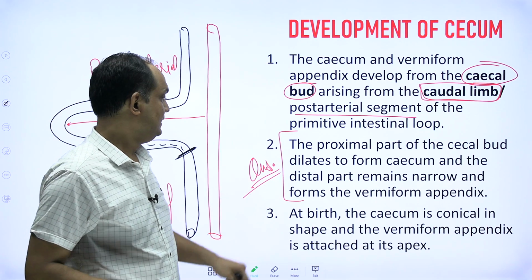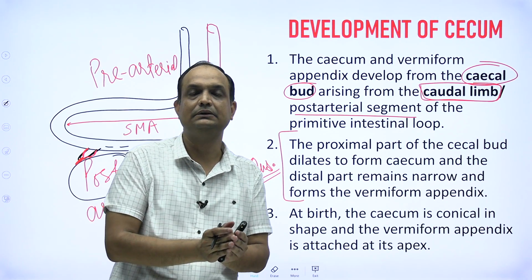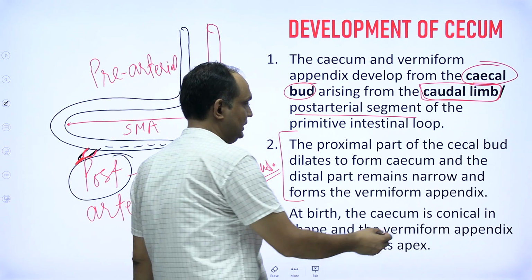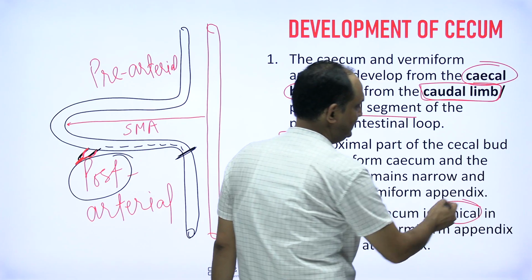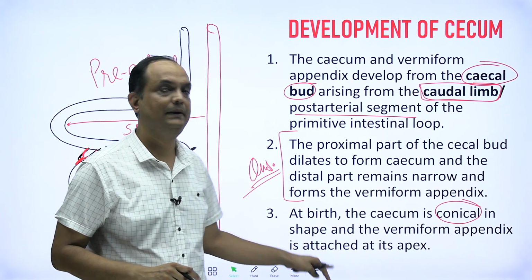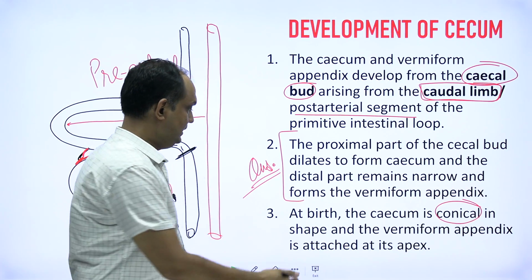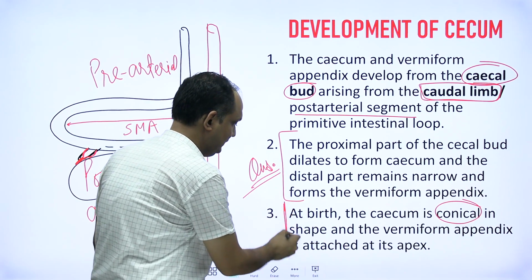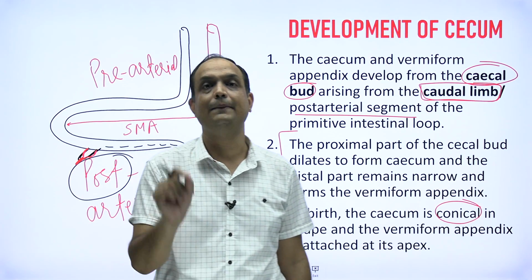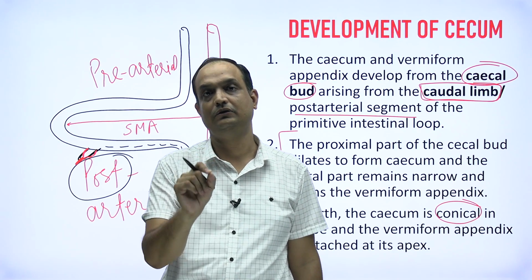At birth, when you see the cecum, you have the conical shape of the cecum, and there are different types of cecums. The appendix is attached on the apex, which is not an adult finding. It is not the adult finding. That means the appendix is not attached on the apex in an adult. So this should be there in your mind.